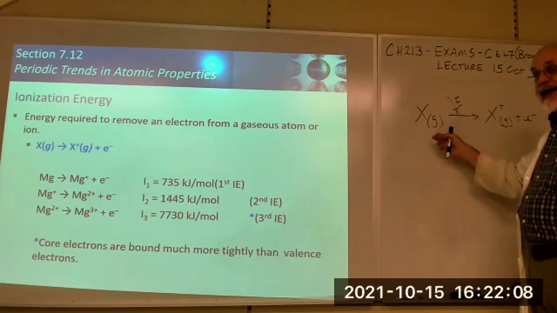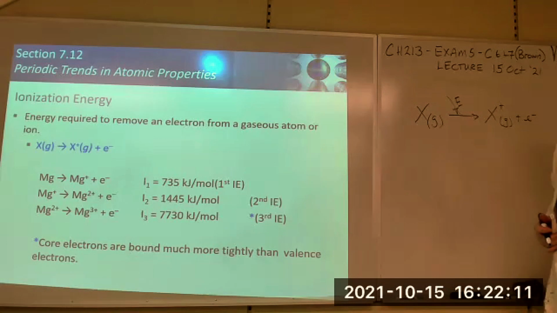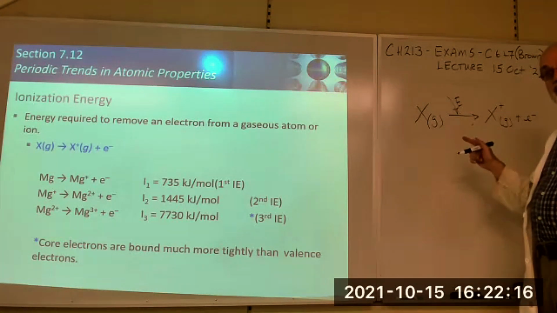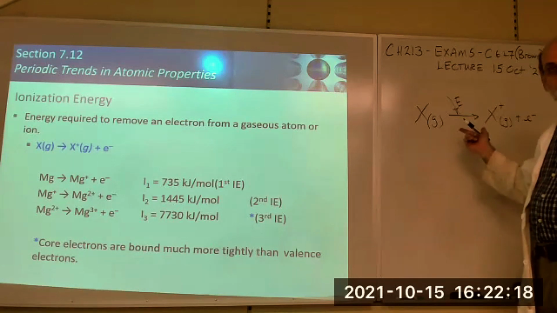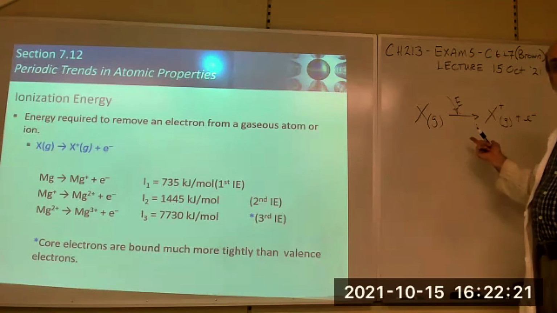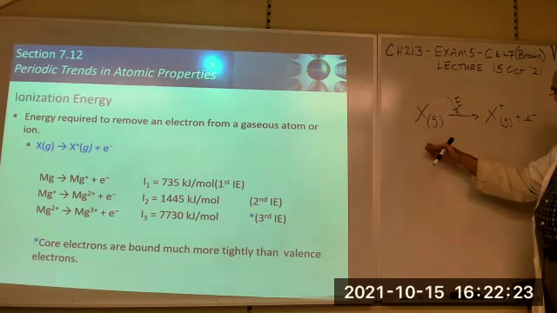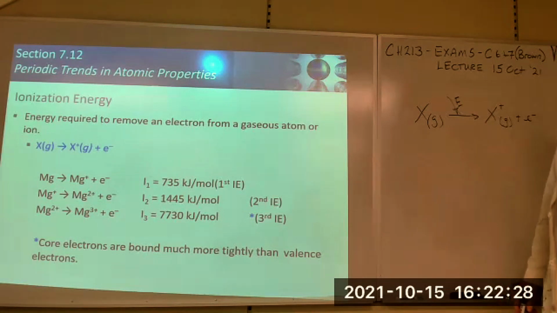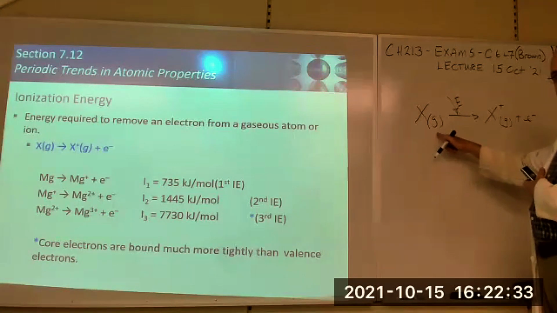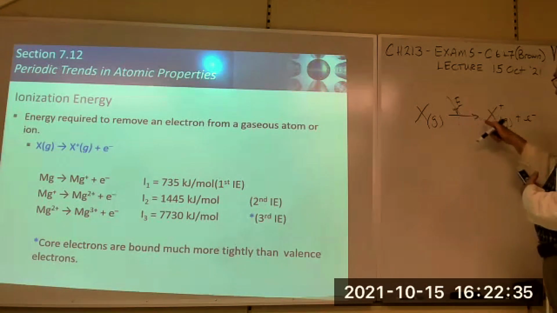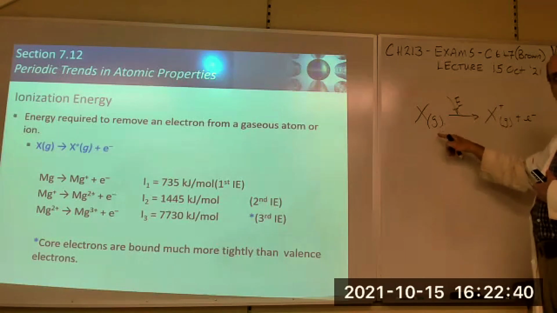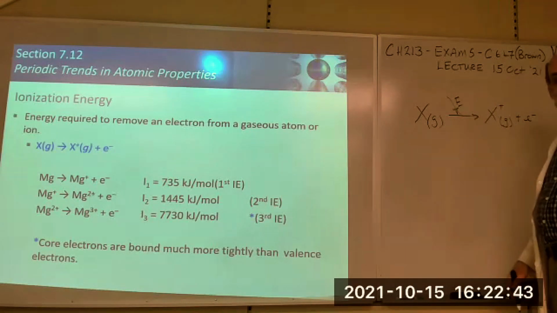Now, why do we need a gas? If it's not a gas, then when you put energy into it, some of that energy might go into changing it from a liquid to a gas. Or if it starts off as a solid, you add energy to make the solid turn to a liquid and then to a gas, and then you kick off electrons. So if this is a solid or a liquid, you're not really getting the story in terms of how much energy it takes to remove an electron. That's why it has to be a gas. Okay?